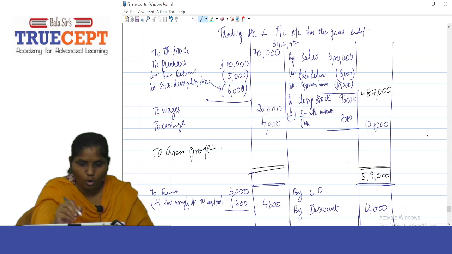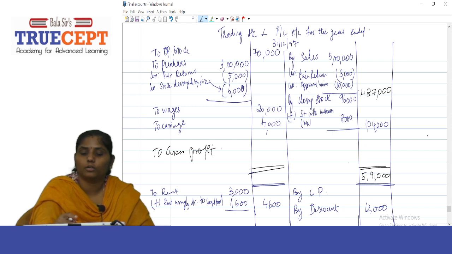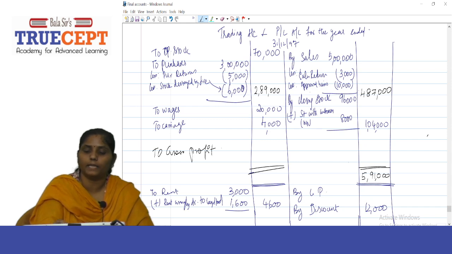Okay, then on the debit side, you have opening stock 70,000, purchases 3 lakh minus 11,000, right? So 11,000 removed from 3 lakh, you get 2 lakh 89,000 rupees purchases. Now calculate the gross profit for me.